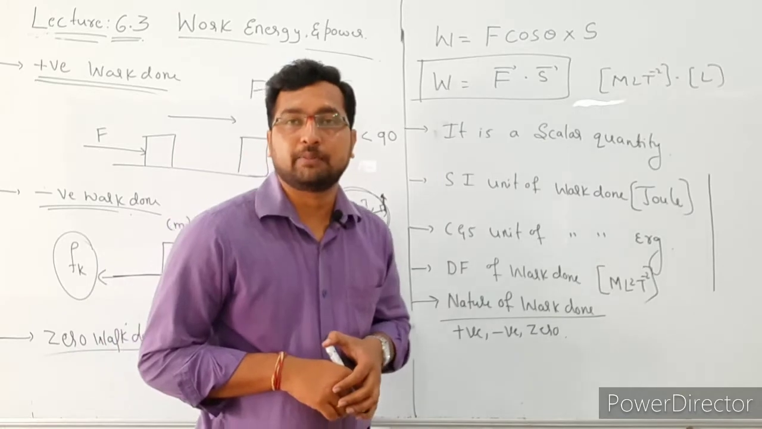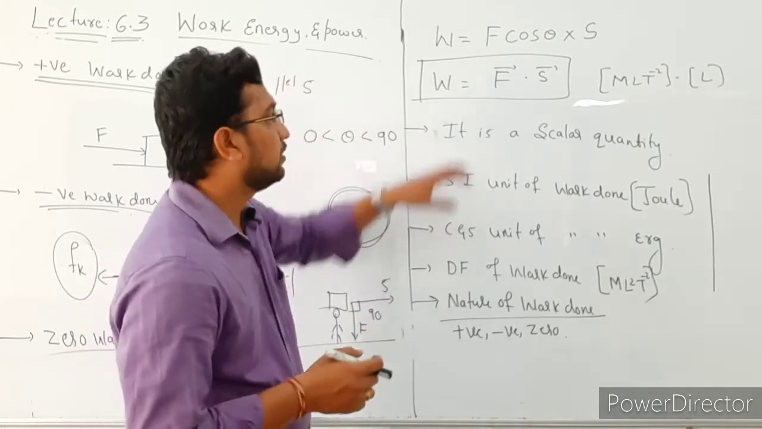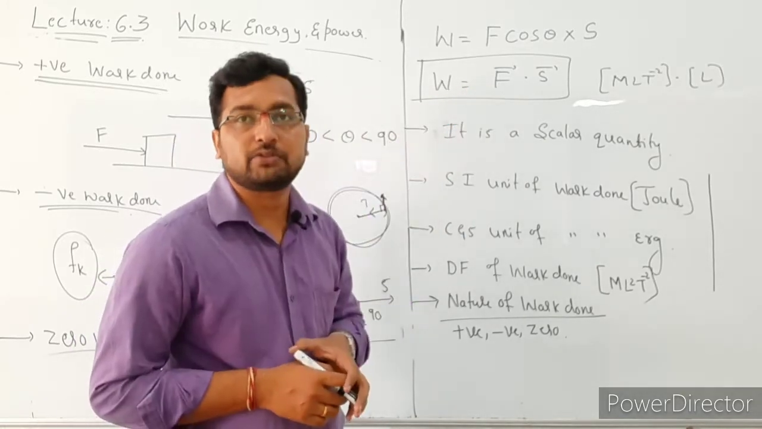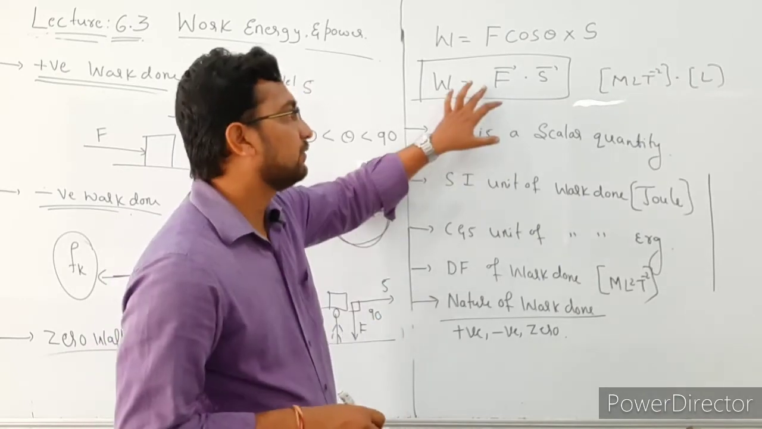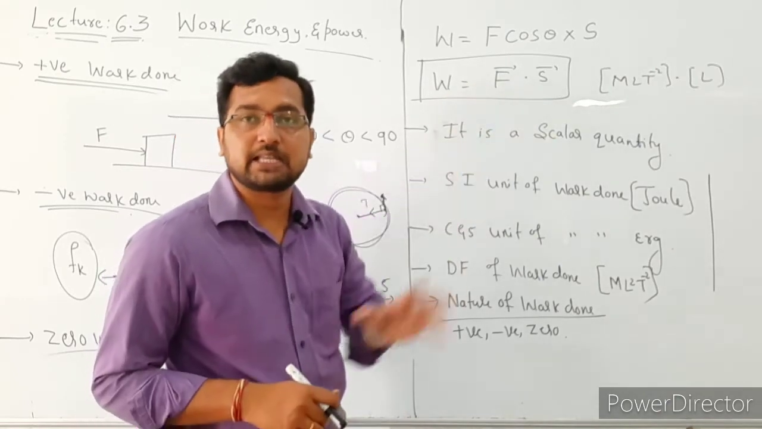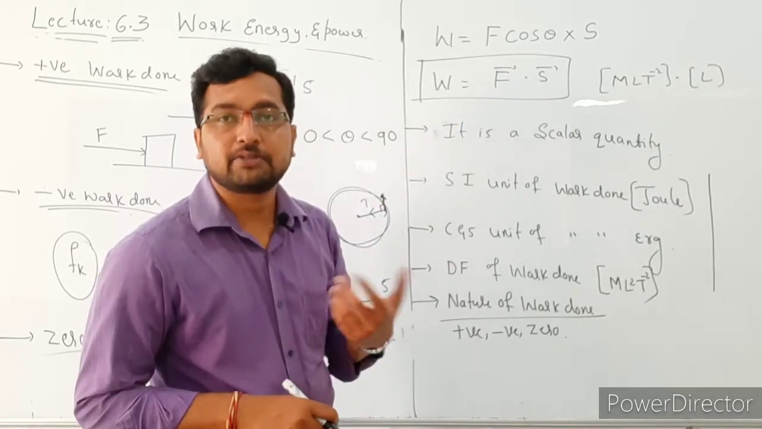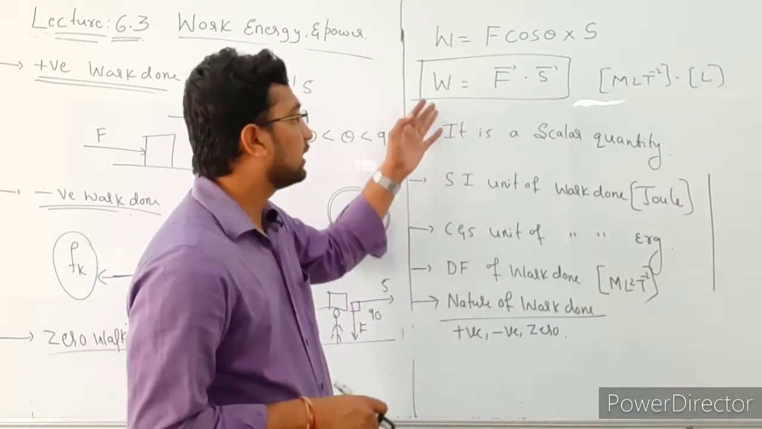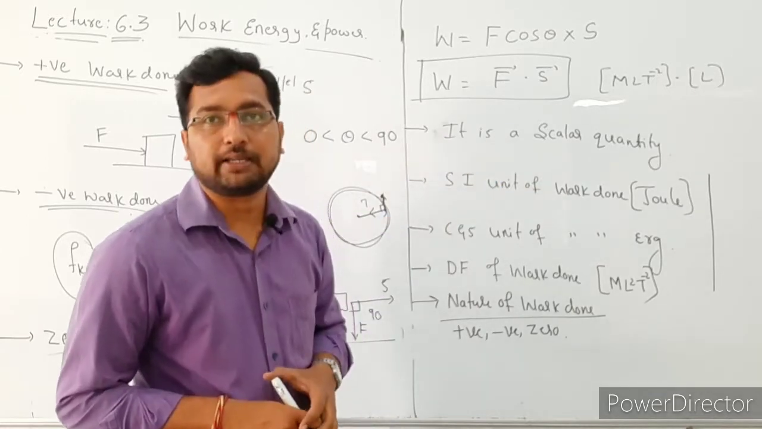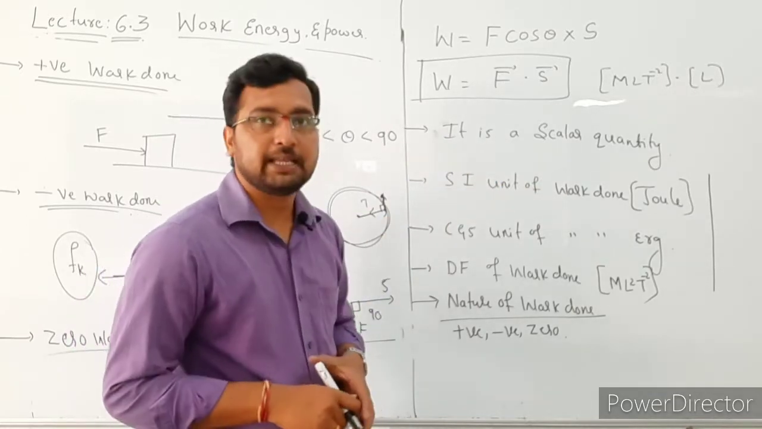Already we know the properties of a dot product. The dot product of any two vectors gives a scalar quantity. Here the force is a vector quantity, displacement is also a vector quantity. Then the dot product of these two quantities gives a scalar quantity. So work done is a scalar quantity.